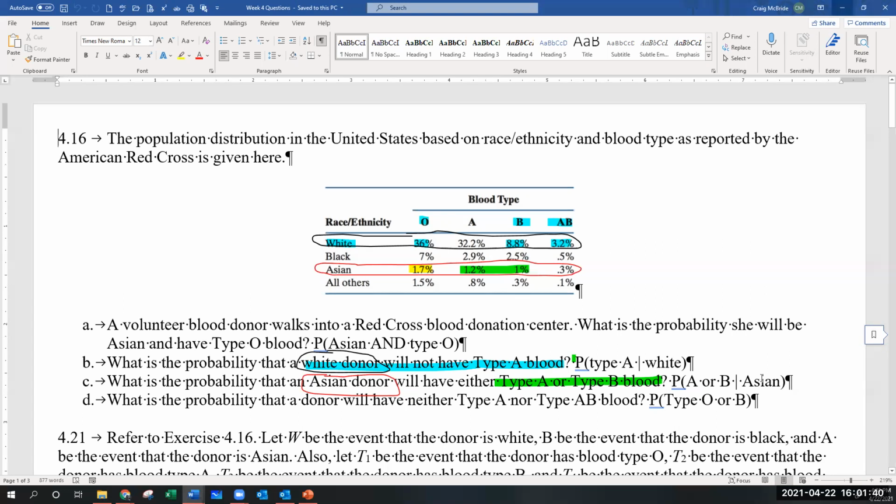So on C, okay, you start by adding up the entire Asian line, right? Yes, and that becomes your total. The total, yes. And then you add up A and B, and that's what you divide by. Asian, A, B. So 2.2. So 2.2 divided by 4.2 will give me the answer, right? You got it. Perfect.